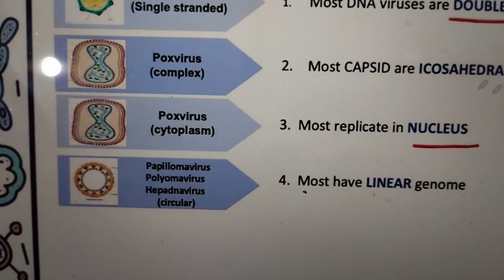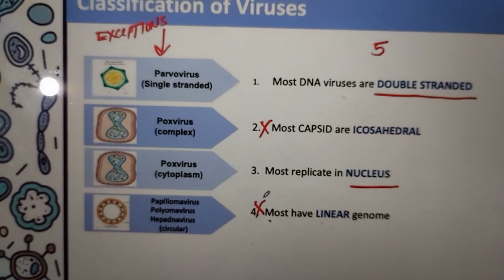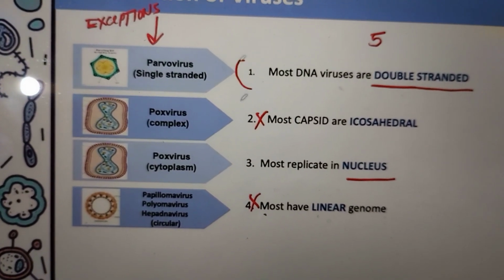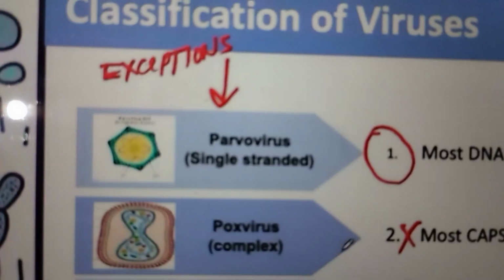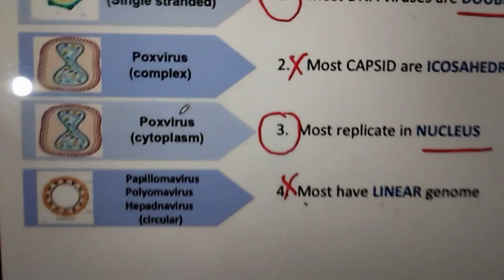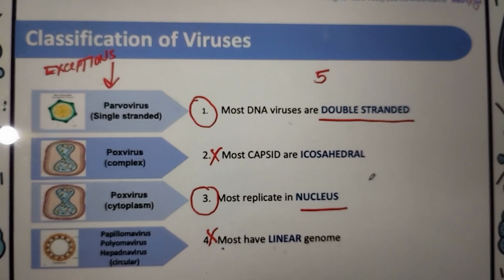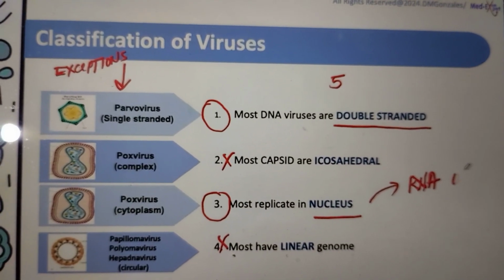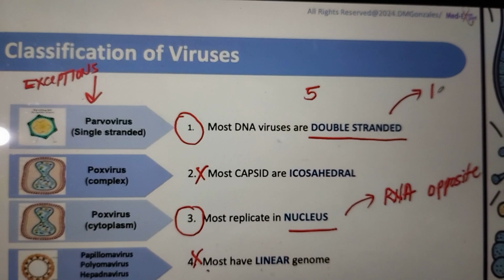If you want to memorize this one, it's okay, but this doesn't come out in the exam. So if you want to make your life easier, just memorize 1 and 3. Most DNA viruses are double-stranded except parvovirus, and most replicate in the nucleus except pox virus. This is a characteristic of a DNA virus. They replicate in the nucleus, while for the RNA virus it is the opposite. That's why I wanted you to memorize it. Also for this one, the opposite for the RNA.